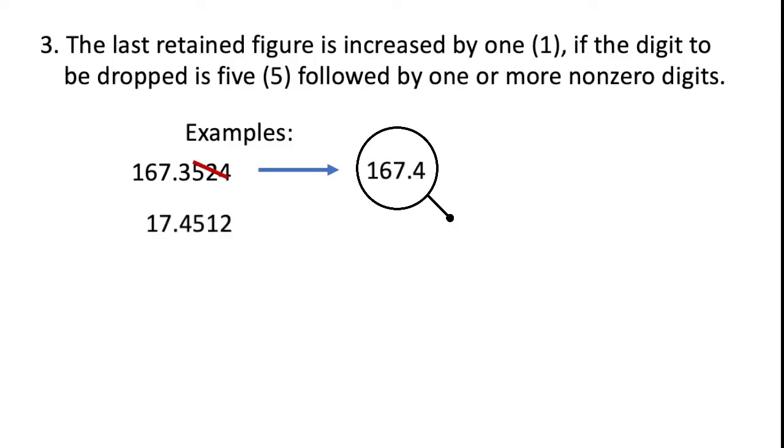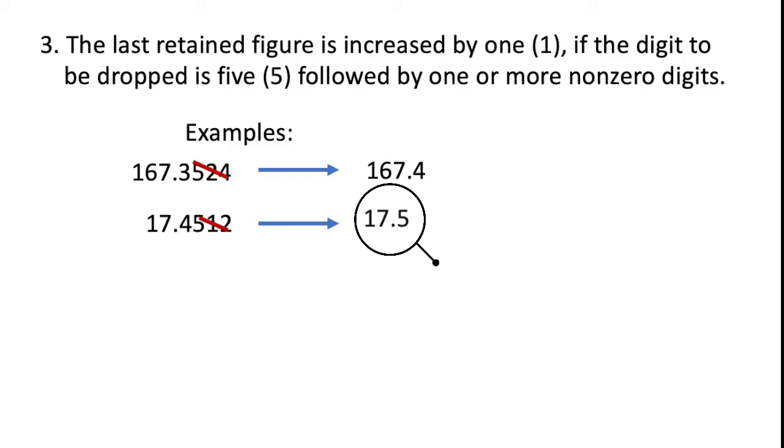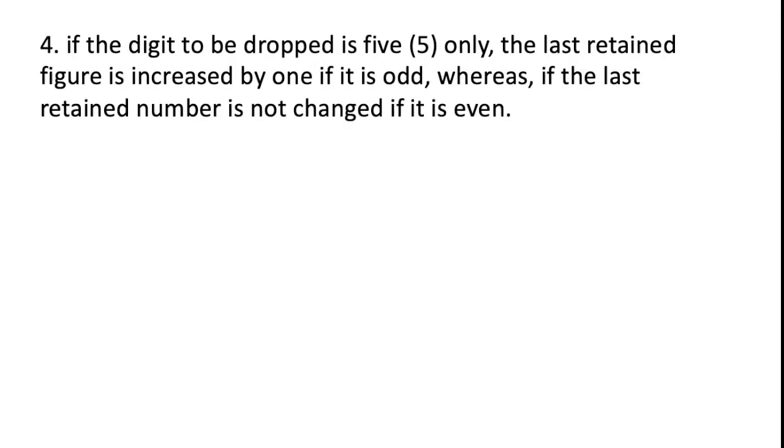So the result will be 167.4. Another example here, we have 17.4512, and I want to drop it off starting from 5. And after 5, there are non-zero digits which are 1 and 2. So drop it off. So again, the retained figure is 4. So it will be increased by 1. It will become 17.5. So that is rule number 3.